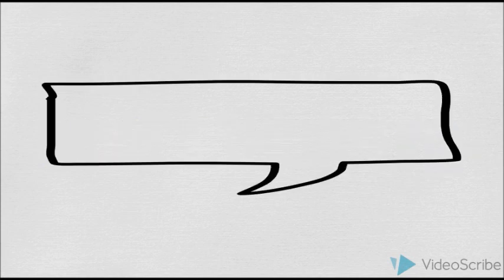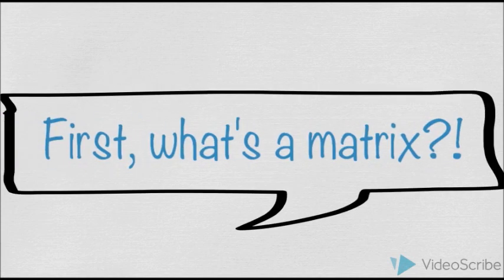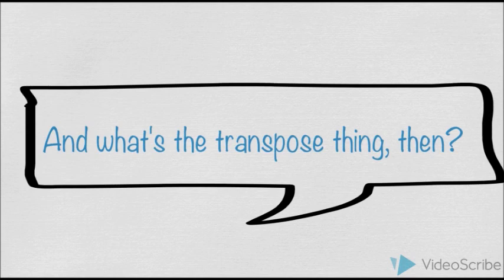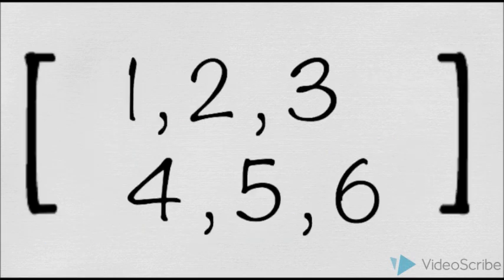Let's start by talking about a matrix. A matrix is a rectangular array of numbers written in between two parentheses, or simply square brackets. Okay, and what's the transposing thing then? We'll look into that in a moment, but now look at this. This is a matrix, two rows of numbers written in between two parentheses. The process of transposing will now begin.